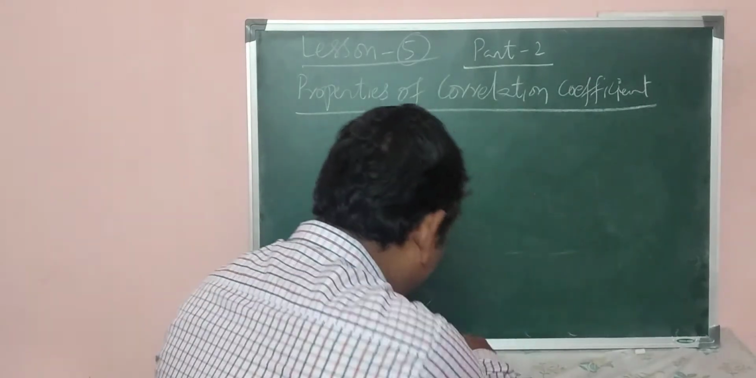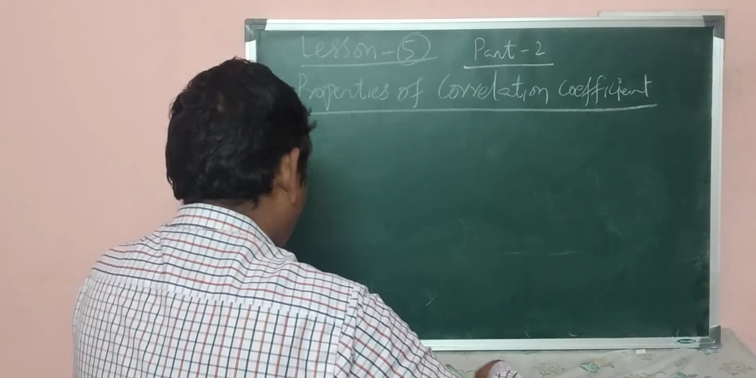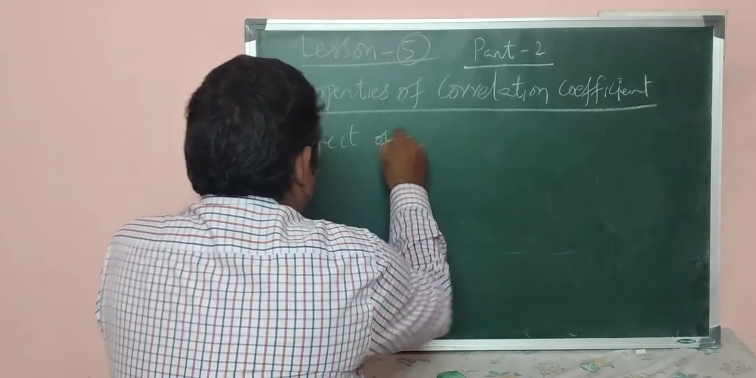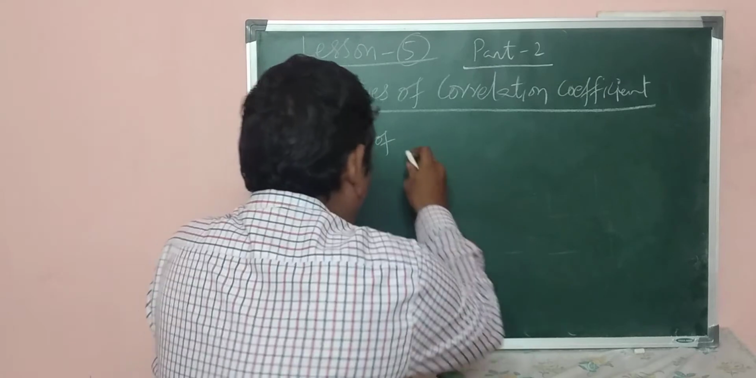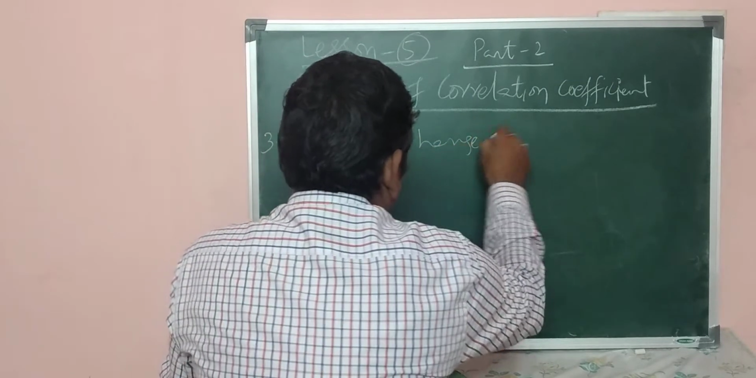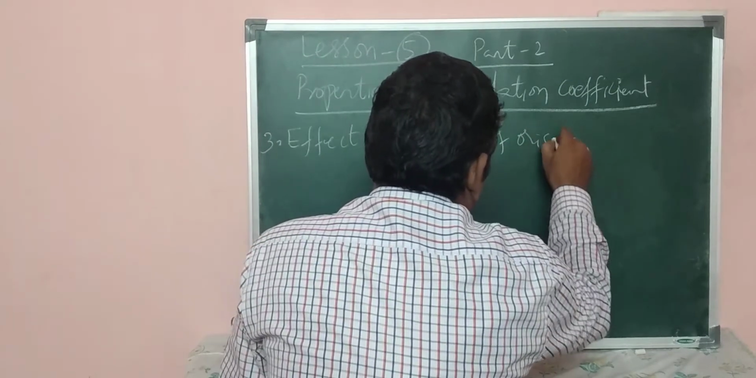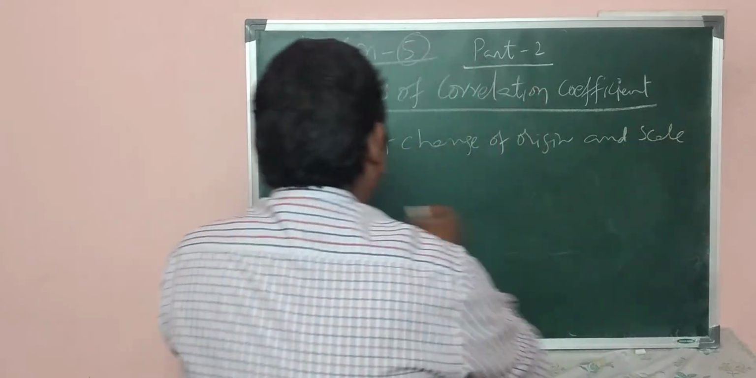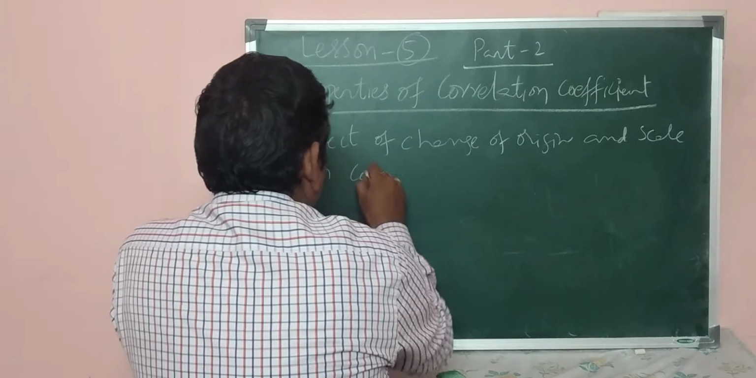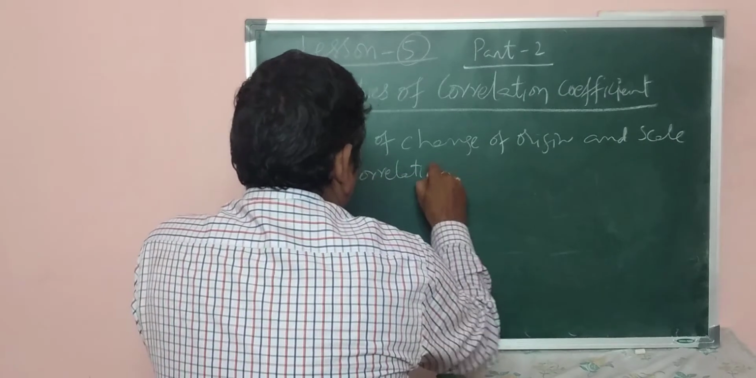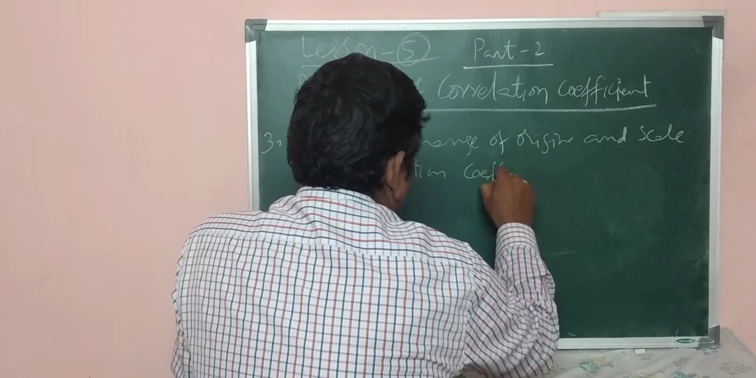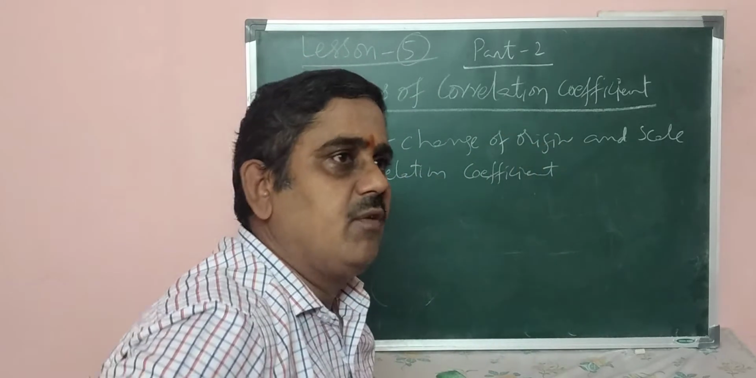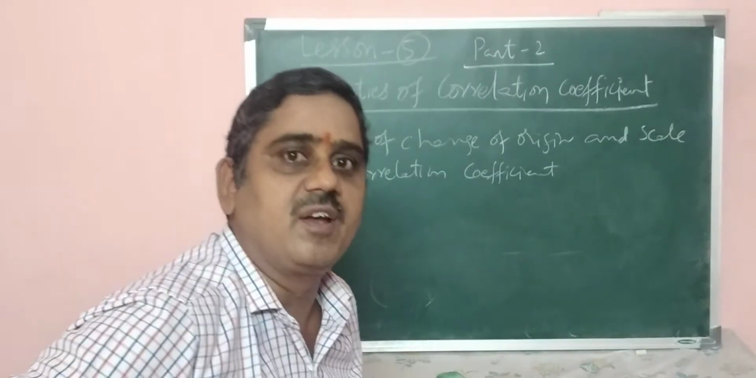Property number 3, effect of change of origin and scale on correlation coefficient. This is one of the important properties actually to specify.